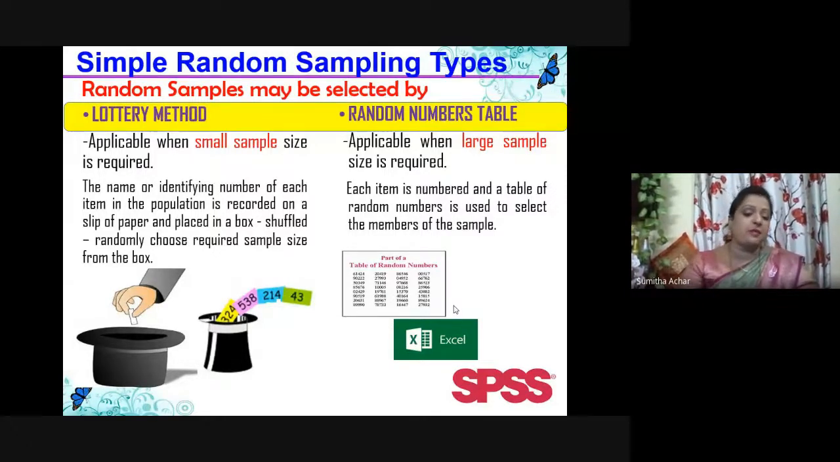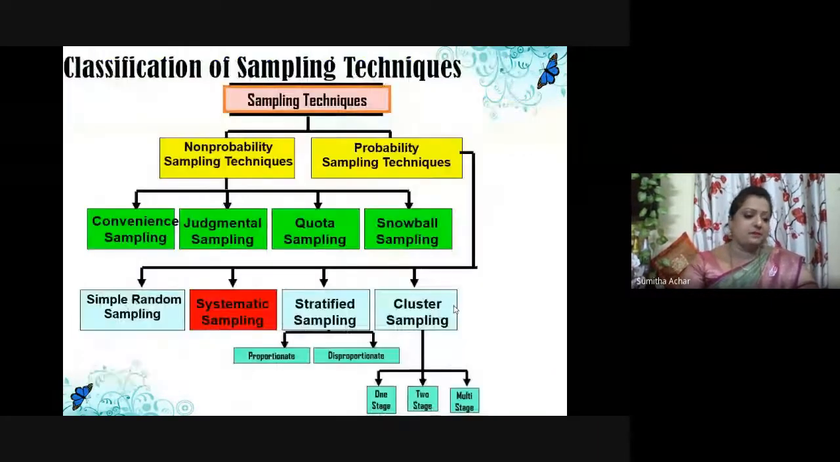You can use an Excel command called RAND and generate the random numbers. And in SPSS also, in Transform, we have a function called RAND Bernoulli. So you can use that command and also generate the random number. So this is your simple random sampling method.